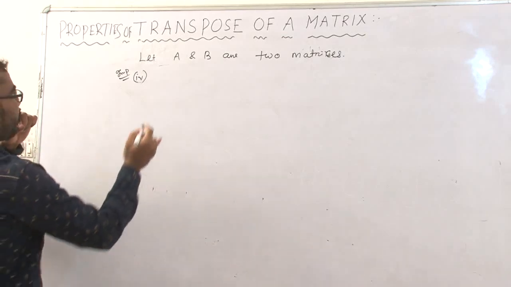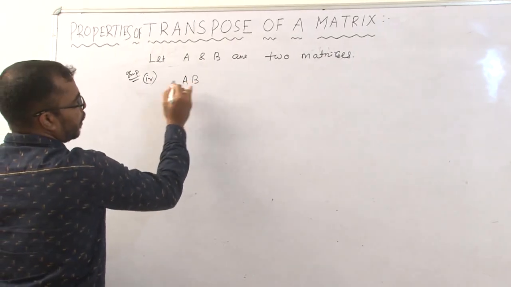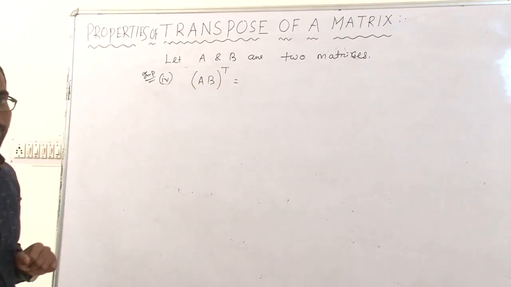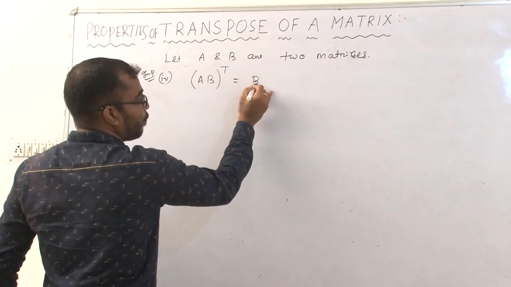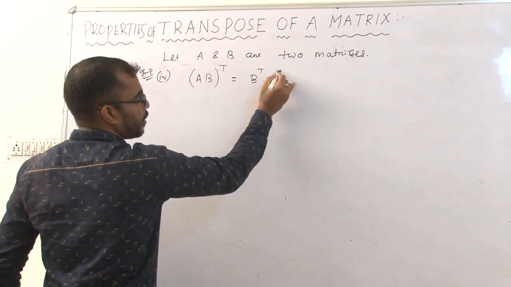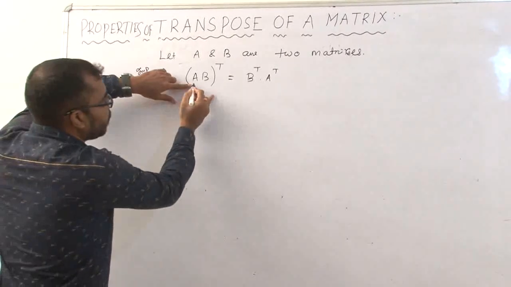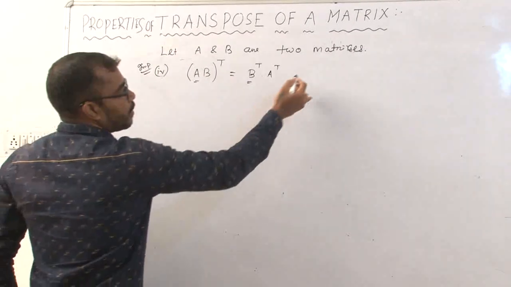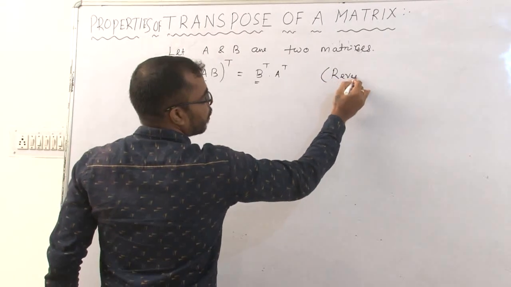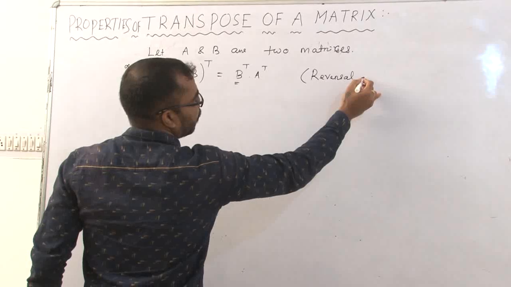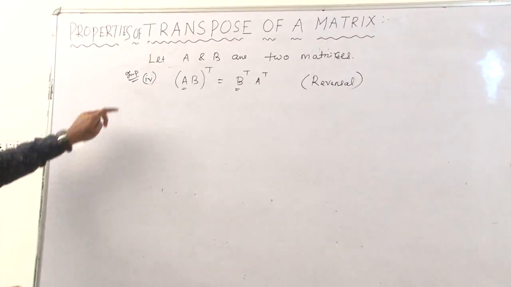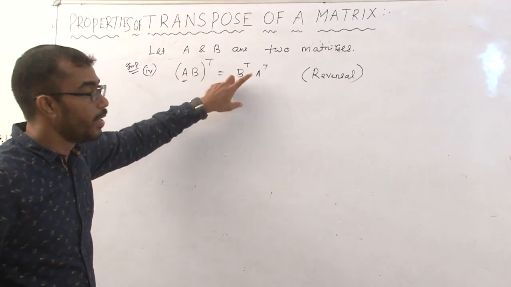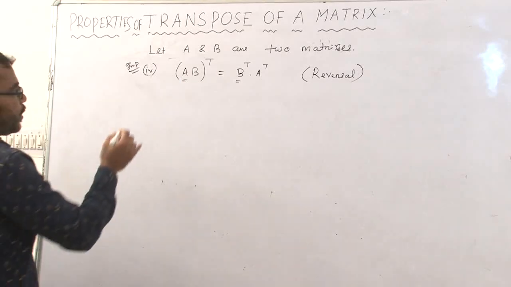This is an important part, in multiplication form: the transpose of AB is equal to the transpose of B into the transpose of A. On the left hand side the first matrix is A, and on the right hand side the first matrix is B. So we call it the reversal method or reversal law. In property number 5, the transpose of AB is equal to the transpose of B into the transpose of A.